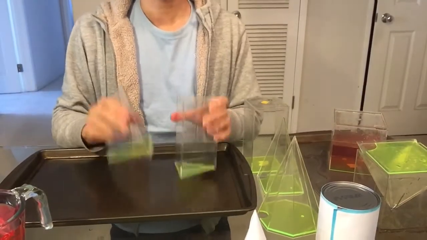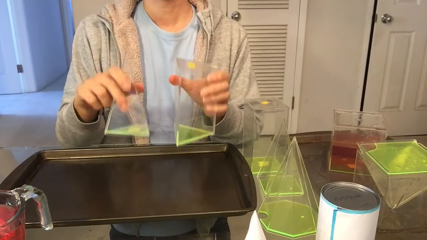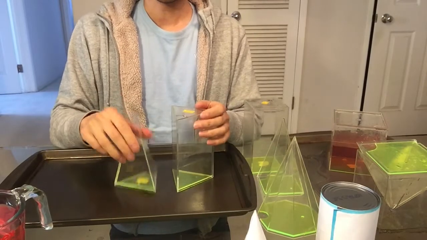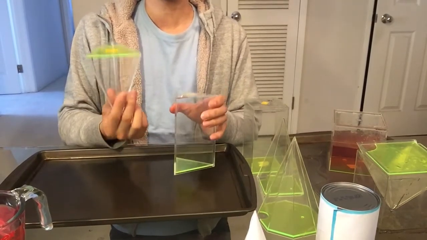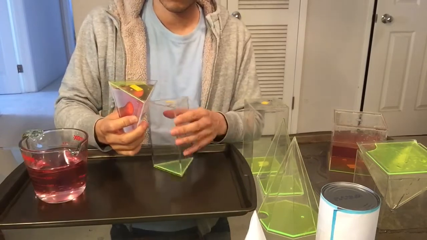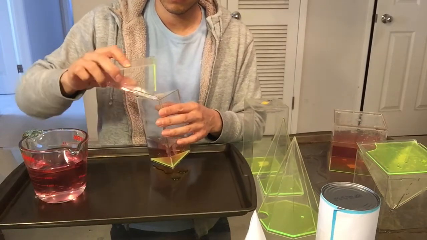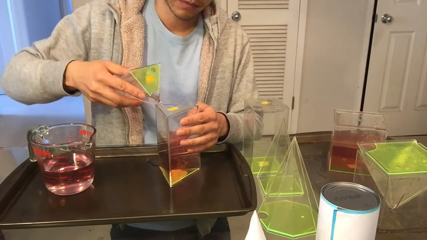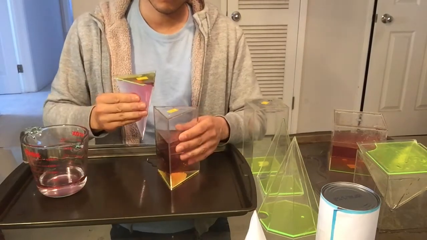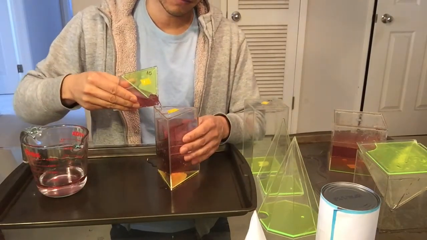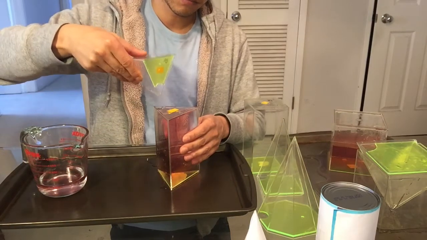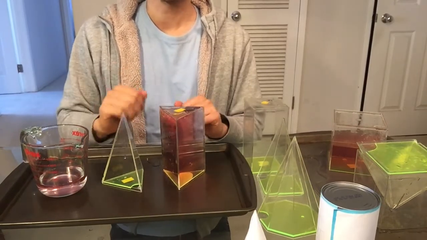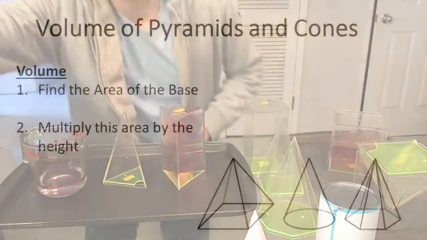I'm going to try it again with this triangle-based pyramid and this triangle prism. So notice they have the same base and they have the same height. And we're going to see how many pyramids it takes to fill up the prism. Do you think it's still going to take 3 pyramids to fill up the prism? There's 1. There's 2. And here's 3. So it took exactly 3 pyramids of the same base and the same height in order to fill up a prism with the same base and the same height. And it works for all prisms and pyramids.